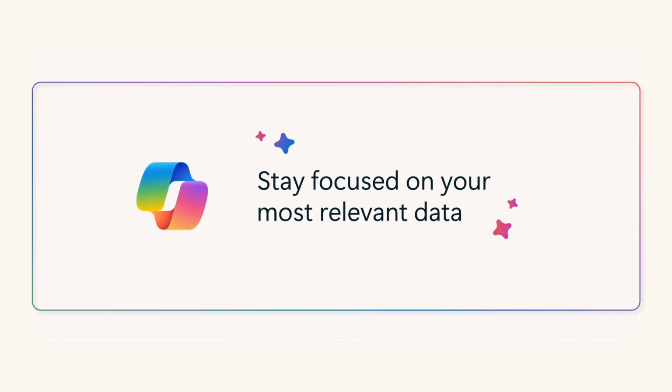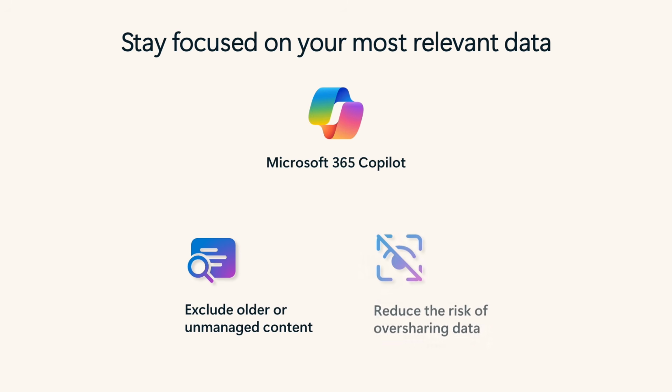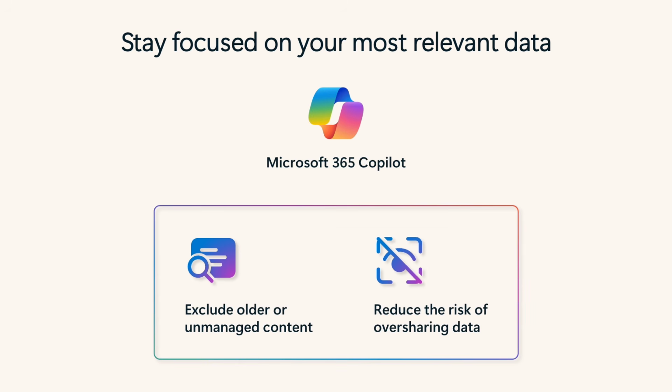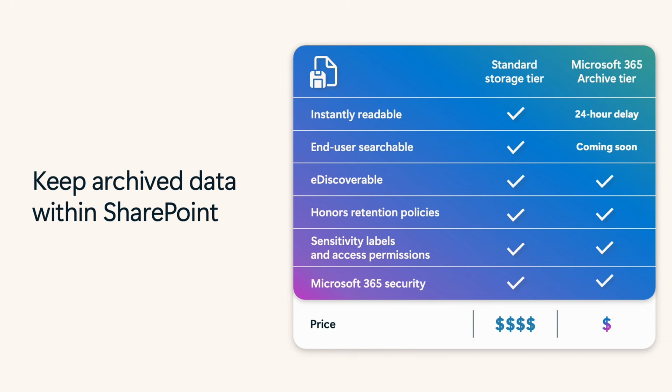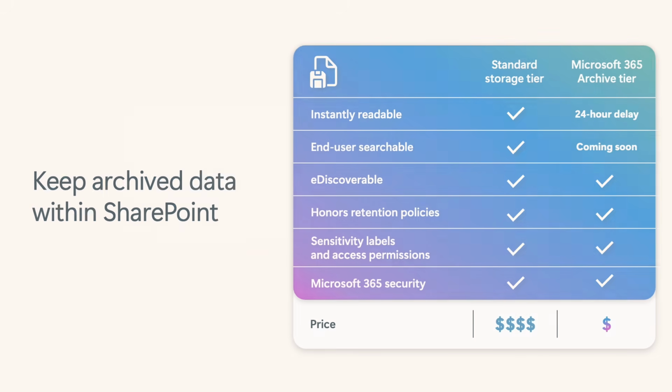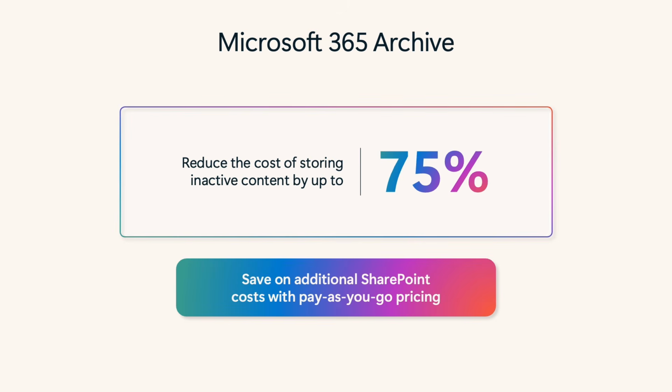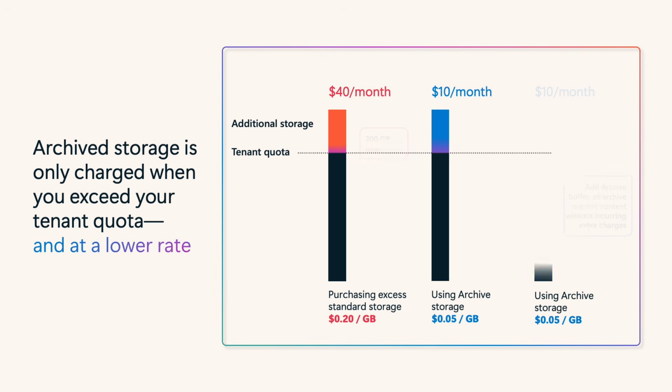Archive also removes inactive data from Copilot's index. This prevents oversharing and helps Copilot reference only your most recent and relevant information. As with your standard storage tier, Archive keeps the same fundamental e-discoverability, retention policies, sensitivity labels, security, and other Purview capabilities, all at up to 75% cost savings on additional SharePoint storage. That's the real benefit of keeping your archive data within SharePoint. Let's see the savings in practice.